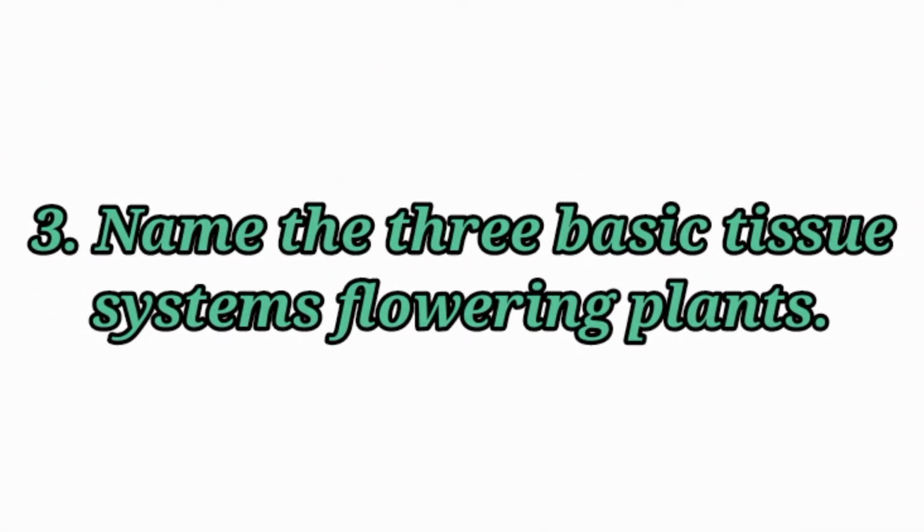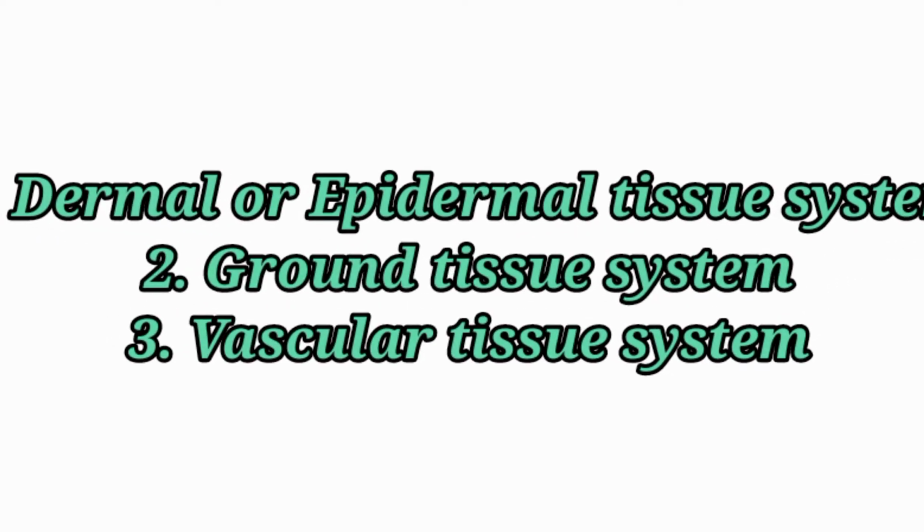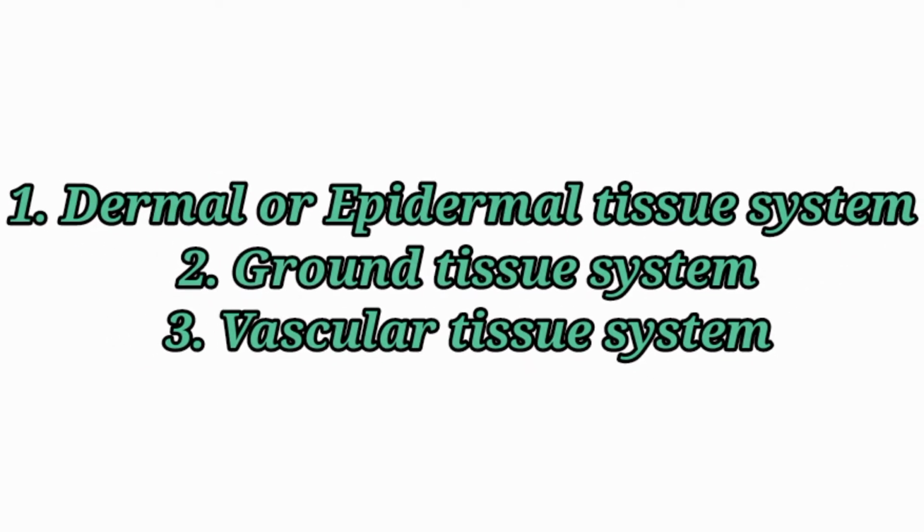Fourth question. Name the three basic tissue systems in flowering plants. First one, dermal or epidermal tissue system. Second, ground tissue system. Third, vascular tissue system.